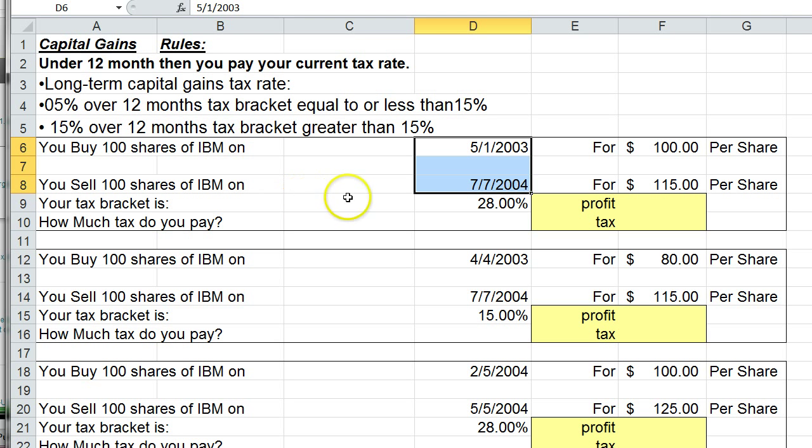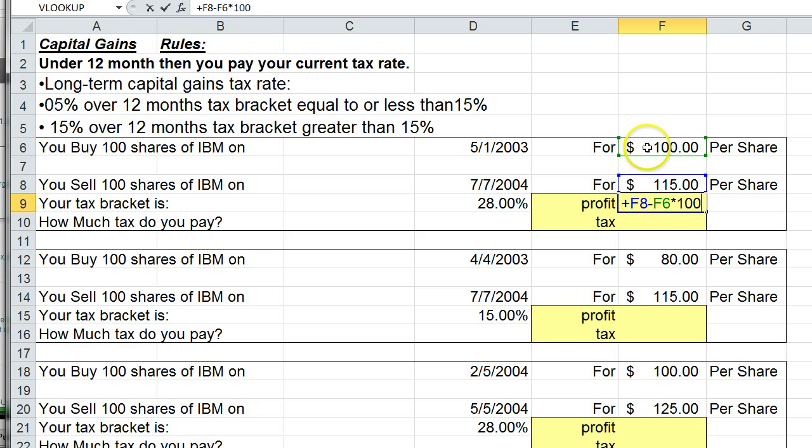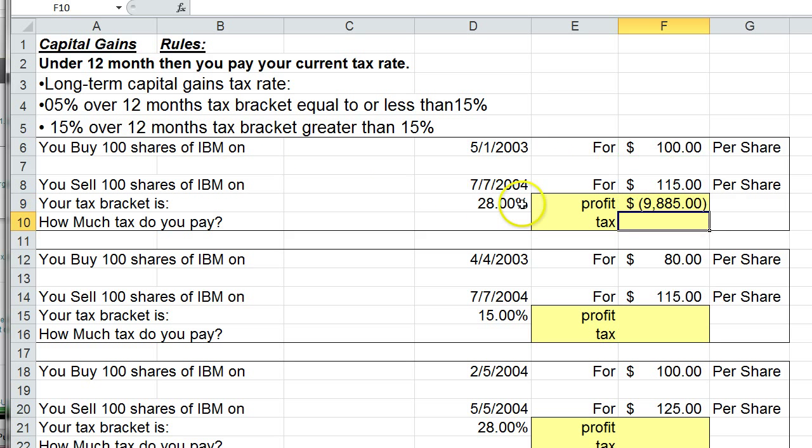But what discount do you get? Well, since you're in a 28% tax bracket and it's over 15%, you're going to get the 15% tax rate, which is good. So instead of paying the 28%, I'm going to actually only pay the 15%. Let's calculate my profit. My profit here would be the $115 I sold the stock for minus my purchase price, times the amount of shares that I purchased.